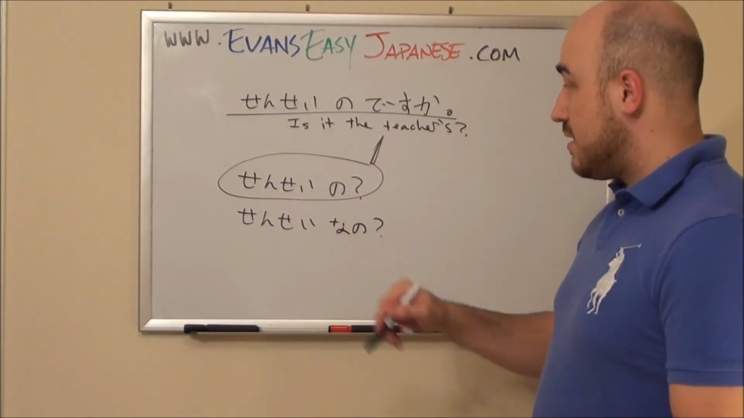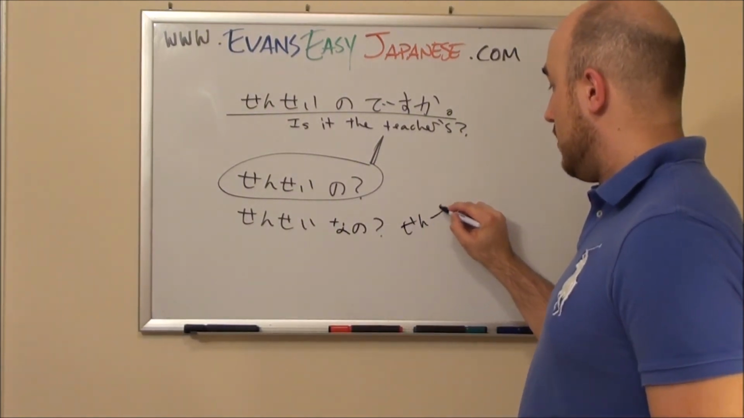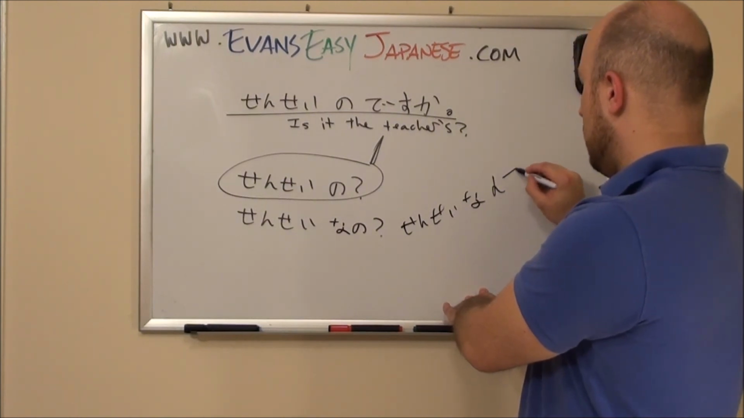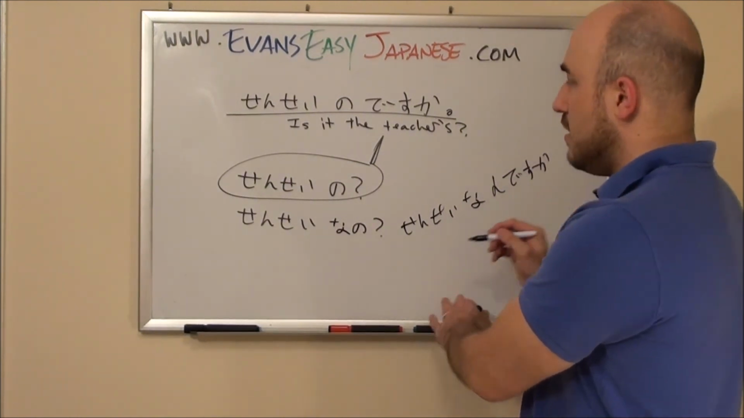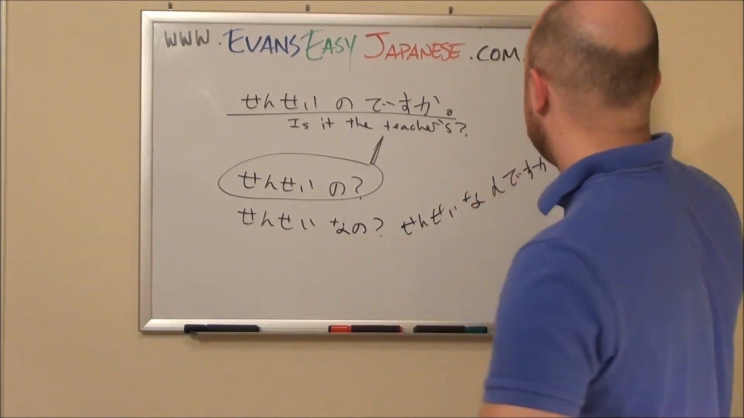If we want to turn this into the polite way, it would be sensei na. We could use n or no desu ka. Sensei na no desu ka? Sensei nan desu ka? Alright, one more.